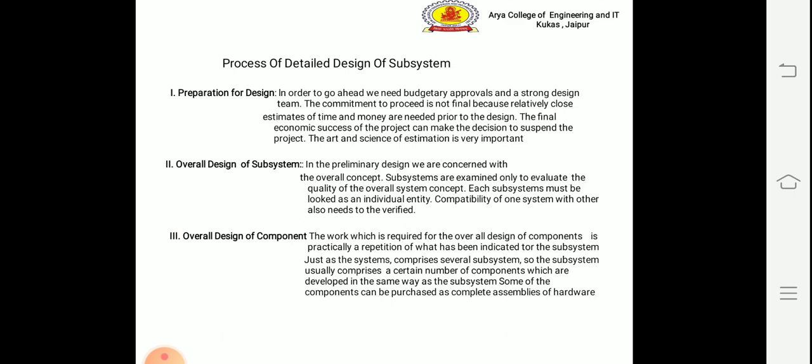Third, overall design of the component. The work required for the overall design of a component is practically a repetition of what has been indicated for the subsystem. Just as a system comprises several subsystems, so a subsystem usually comprises a certain number of components, which are developed in the same way as the subsystem. Some of the components can be purchased as a complete assembly of hardware.